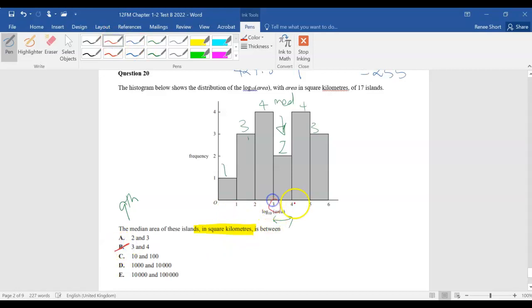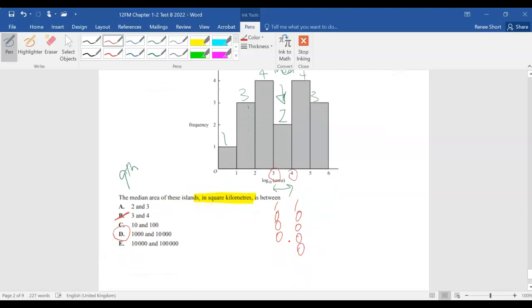We need to work out what 3 and 4 represent as logs. So remember, for me to rewrite this, the 3 means I'm adding 3 zeros after the 1, and the 4 means I'm adding 4 zeros after the 1. So the log 10(3) represents an area of 1,000 square kilometres, and 4 represents 10,000 square kilometres. So my answer here is actually D, 1,000 and 10,000.